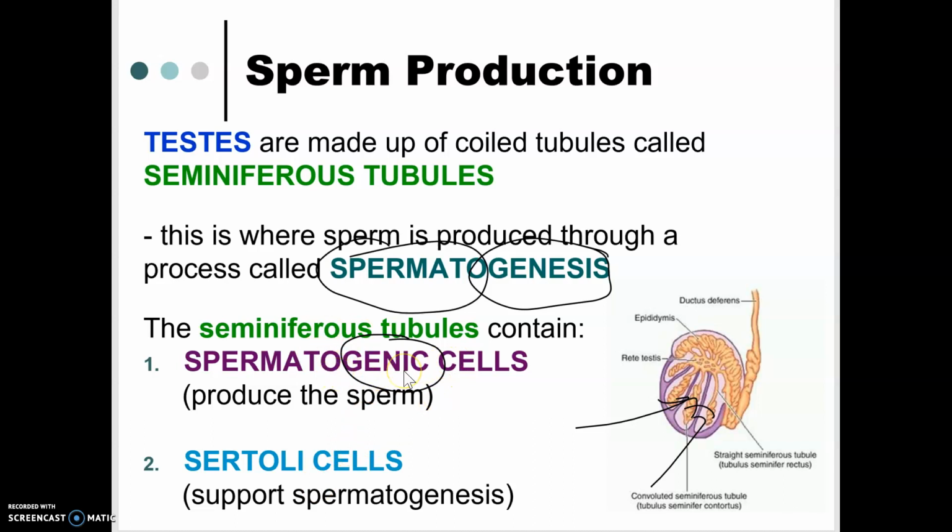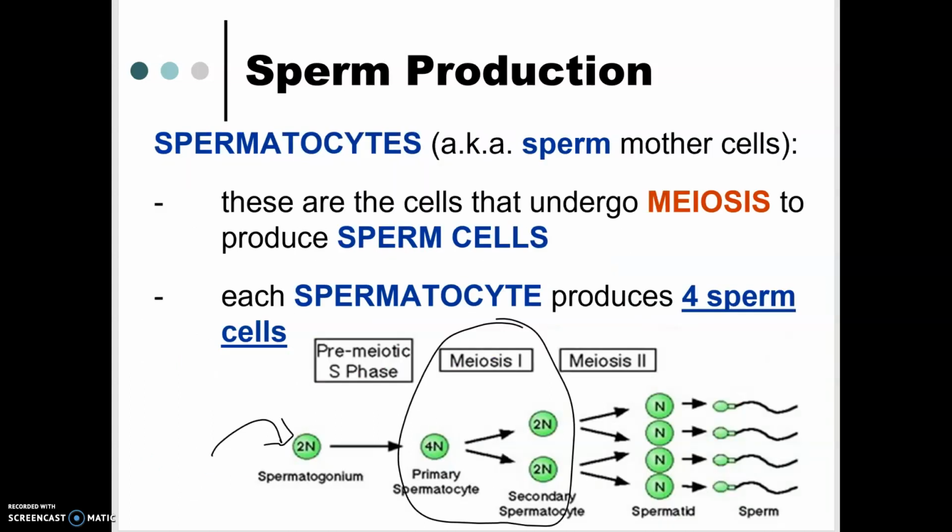One of them will produce the cells, the sperm, the spermatogenic cells, and the other set of cells are going to support that process, support spermatogenesis.